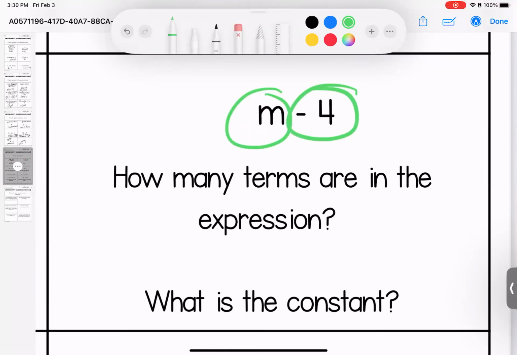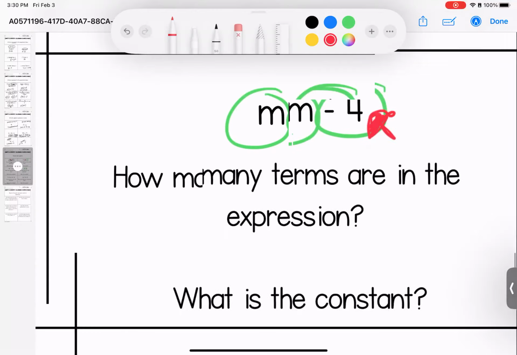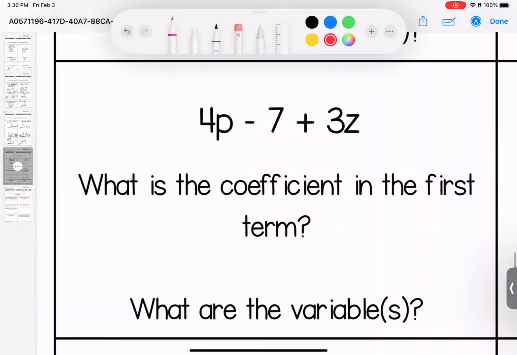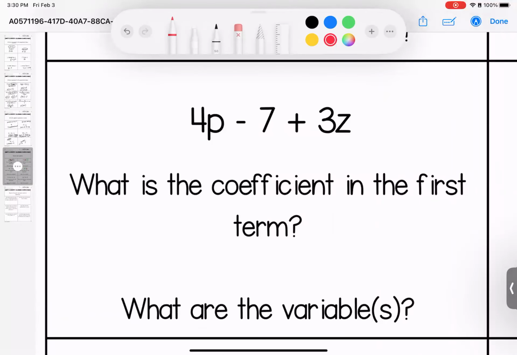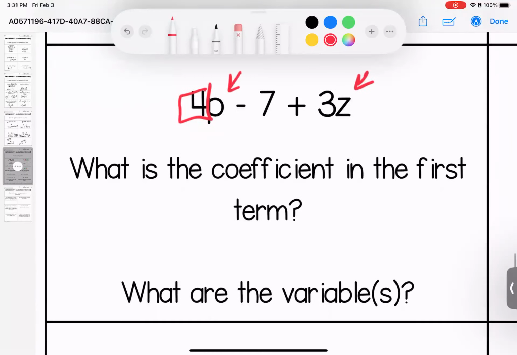How many terms are in the expression? We have 2 terms. What is the constant? The constant is minus 4. What is the coefficient in the first term? The coefficient is 4. What are the variables? The variables are P and Z.